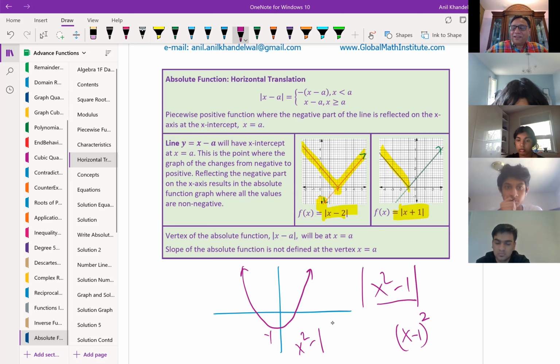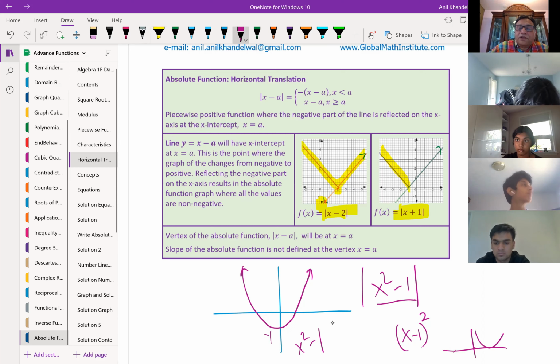Okay, Mohammed? X minus 1 whole square will be a parabola which will be kind of like this. But that is horizontal shifting from 0 to 1 on the right. But this is vertical shifting. Okay? So x square minus 1. Now, if I have to make the absolute function out of it, what will I do, Mohammed? Tell me.